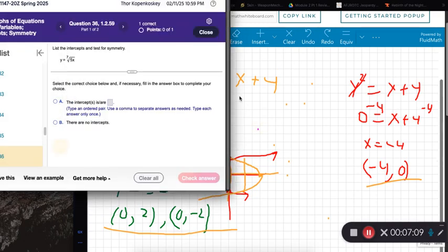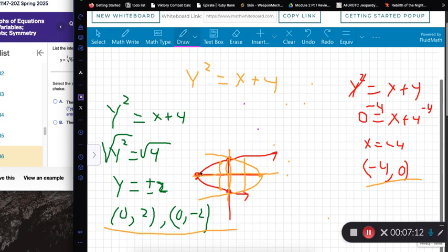And that is how you find the intercepts and axis symmetry for a two-variable equation.